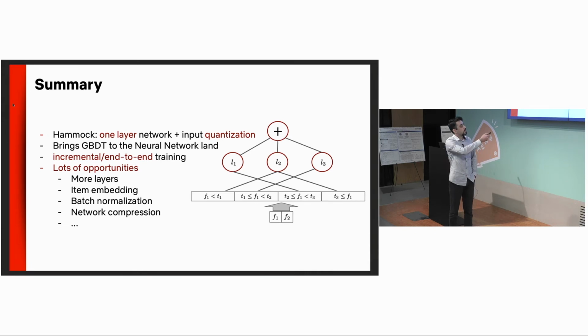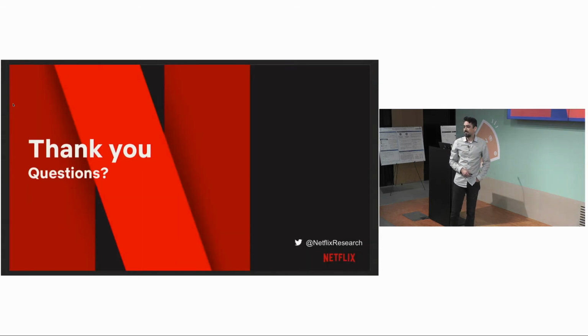We can replace the indicator or one-hot encoding with embeddings. We can do batch normalization. We can do network compression if it becomes too hard. So there are a lot of potentials, and we're very excited about it. And that's it. Thank you.